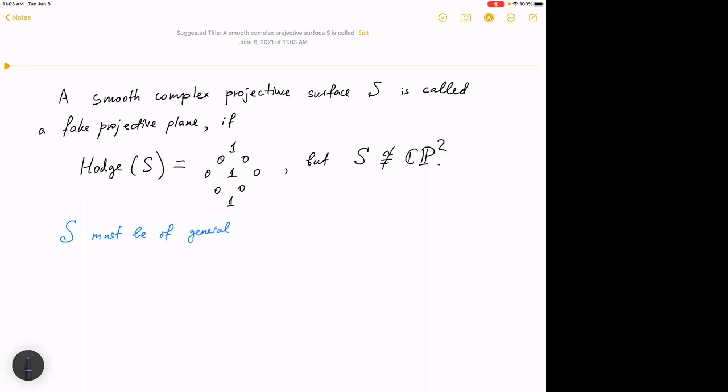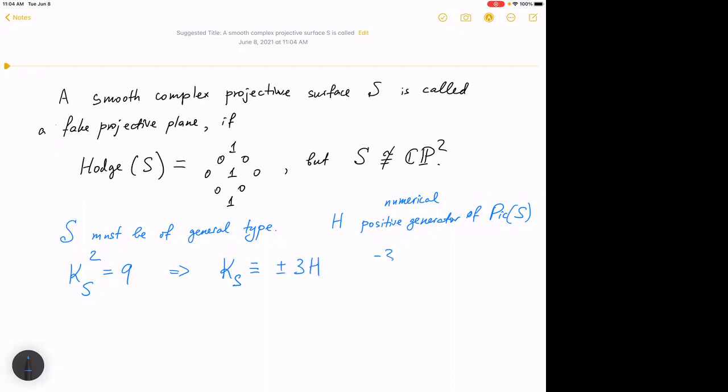The way to think about it is you still have a generator of the Picard group, numerically. The canonical class of S squared is 9 from Noether's formula. So the canonical class of S is either plus or minus 3H. With minus 3H you get S which is CP2. And the plus 3H is a fake projective plane. So let's call it this, right? Fake projective plane.